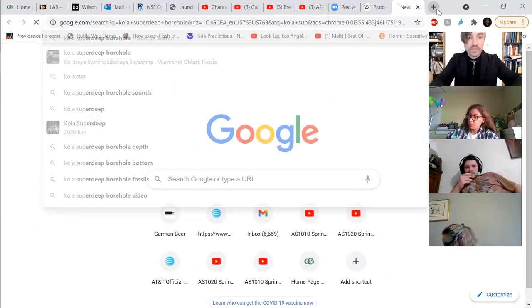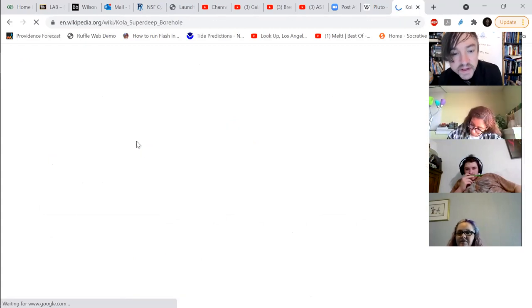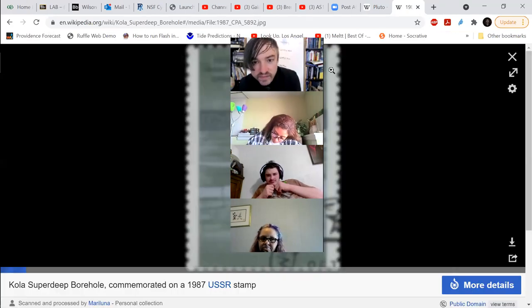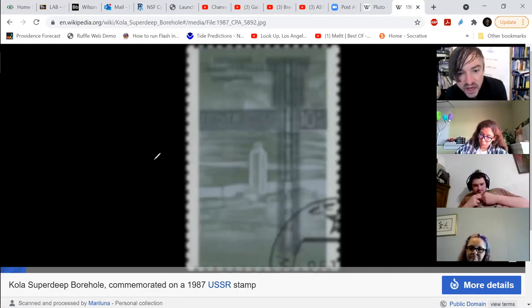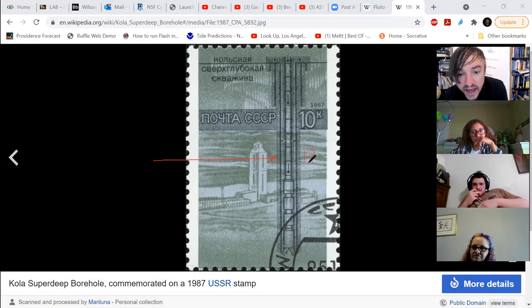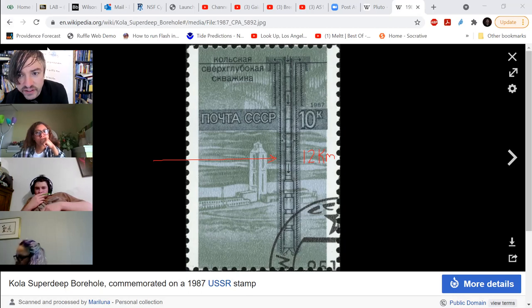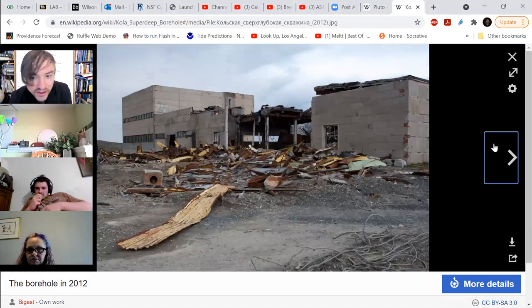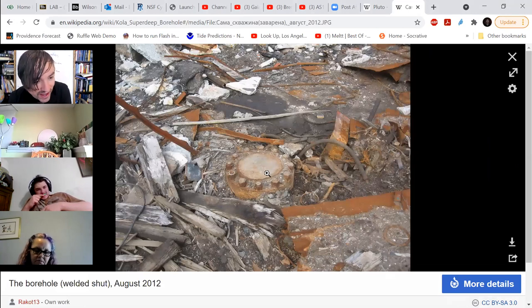Let's look up the Kola Super Deep Borehole. For years, this was the deepest point on Earth. It was a scientific expedition by the Russian Science Federation. I don't know what they're called exactly, but they basically drilled a big pipe, or a small pipe rather, down to a depth of 12 kilometers. And still today, the deepest we've ever gone into the interior of Earth is roughly 12 kilometers. It's kind of interesting. Today, the Kola Superdeep Borehole is a deactivated science installation. It's basically in this industrial metal scrapyard. You could go there and you could actually look at the sealed up pipe sitting right there in the ground.